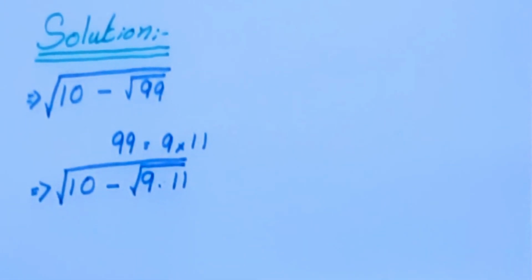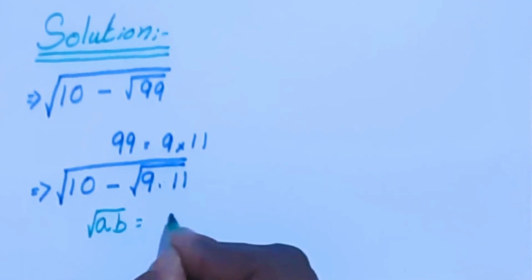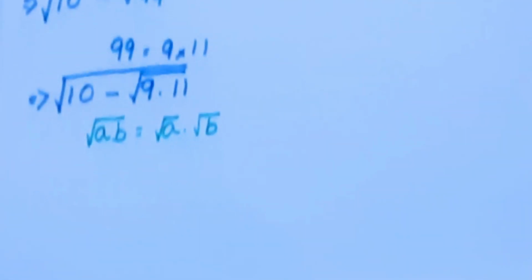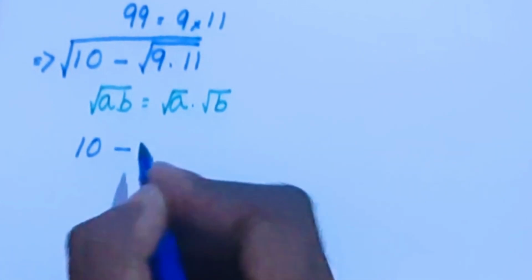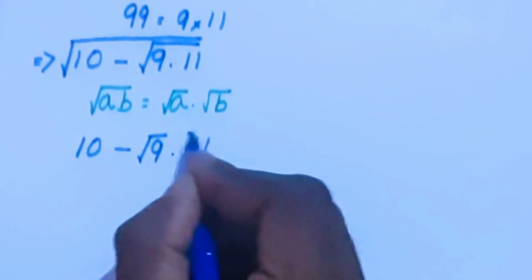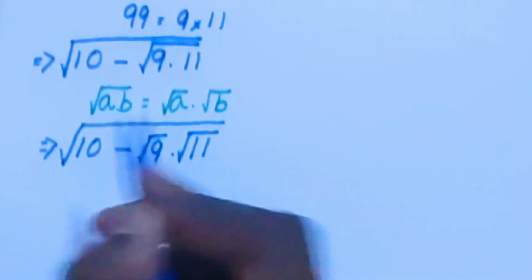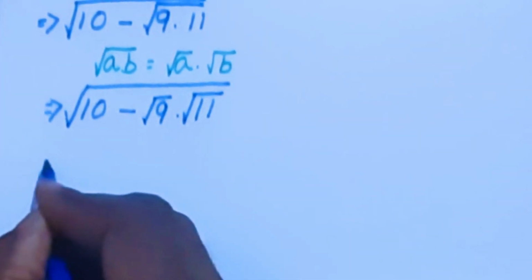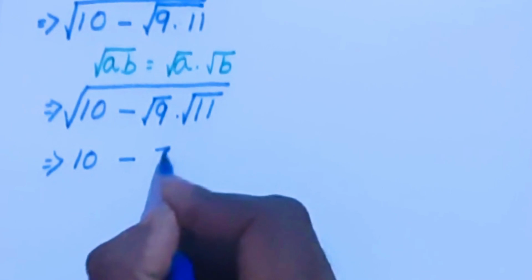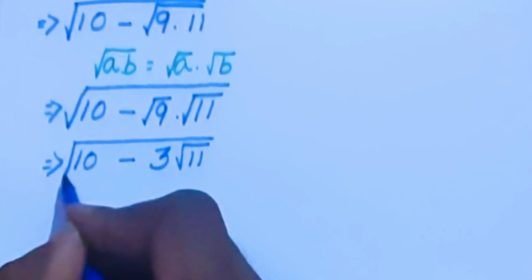Now we are going to apply this: square root of AB equals square root of A times square root of B. So square root of 10 minus square root of 9 times square root of 11 in whole square root. Now the square root of 9 is 3, so 10 minus 3 square root of 11 in whole square root.